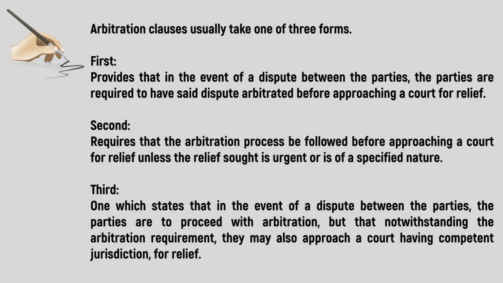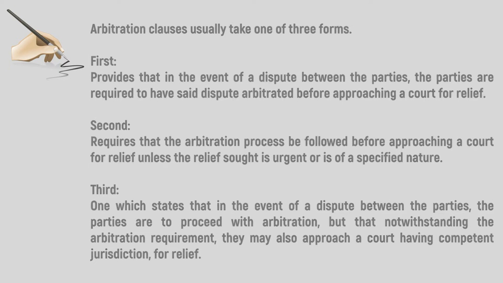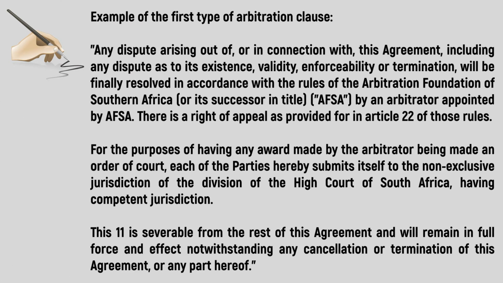The third, and probably the type I dislike the most, is one which states that in the event of a dispute, the parties are to proceed with arbitration, but that notwithstanding the arbitration requirements, they may also approach a court having competent jurisdiction for relief. The following is an example of the first type of arbitration clause.